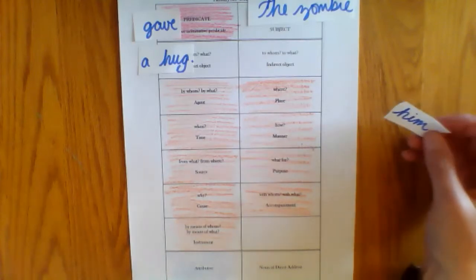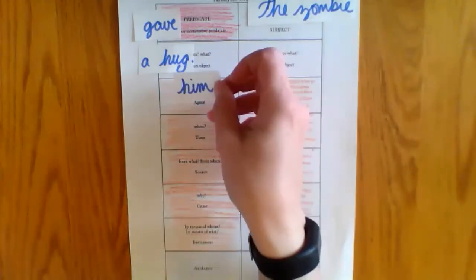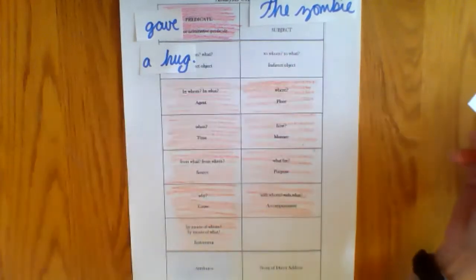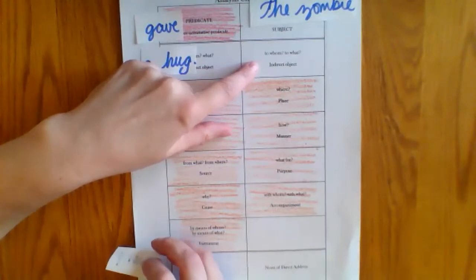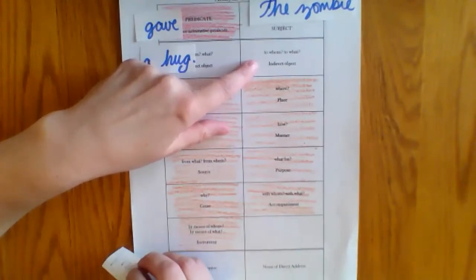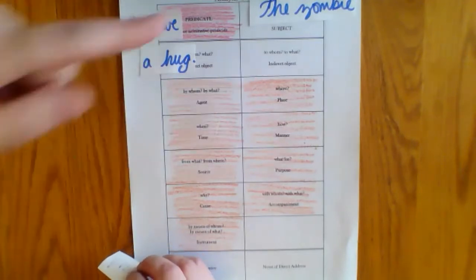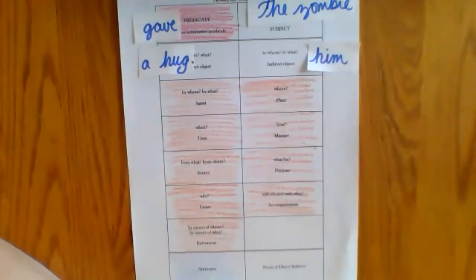Oh. Is it telling us more information about the zombie? No. Is it telling us more information about the hug? Not really. Oh. What about these new questions that we skipped up here, this black arrow that we haven't used before? To whom or to what? To him? That would make sense. Oh, the zombie gave a hug to him. To him. So now we have a new part of speech, something we haven't analyzed before.